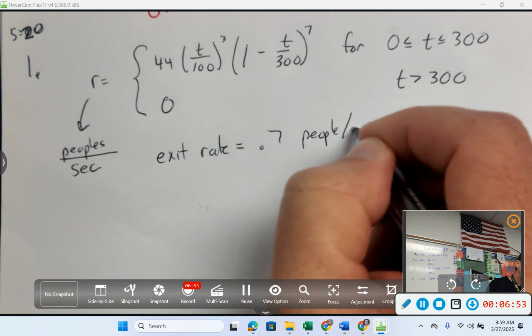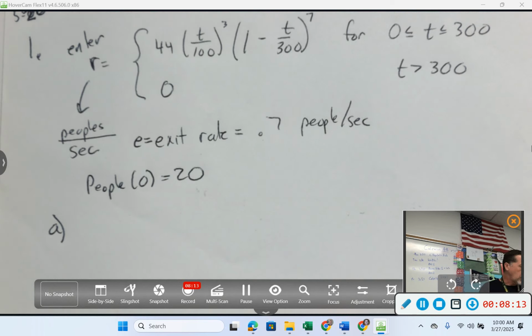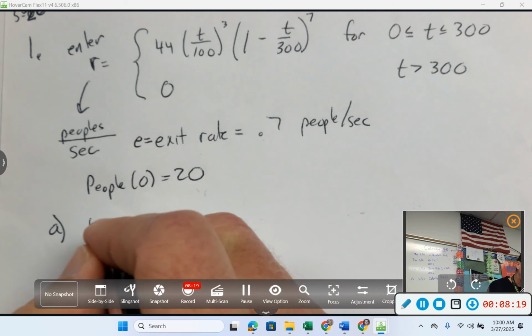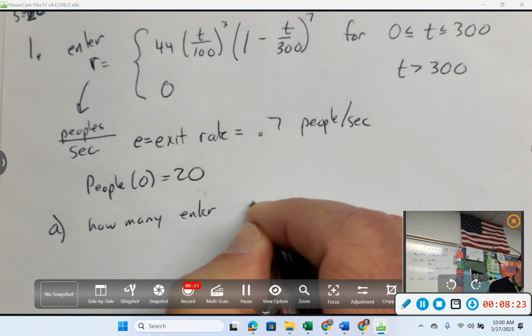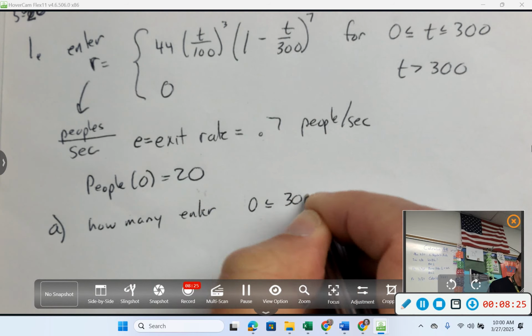Part A. And by the way, we spent 3 minutes on this problem, and we really haven't even started it yet. We've just considered what they've given us and tried to understand the situation. Part A: How many people enter the line during the time interval 0 to 300? How many enter between 0 and 300?